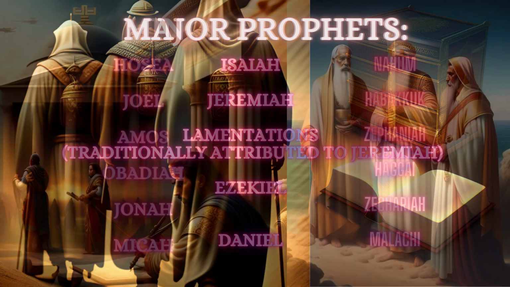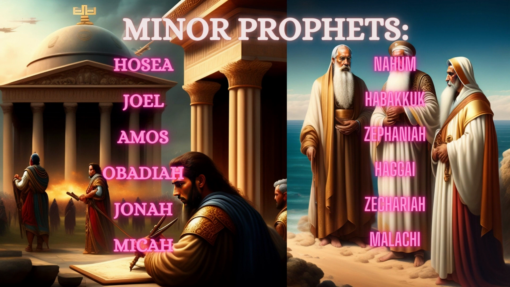The last one that makes up the 39 books of the Old Testament is the minor prophets, and these are 12 books, starting with Hosea and ending with Malachi.